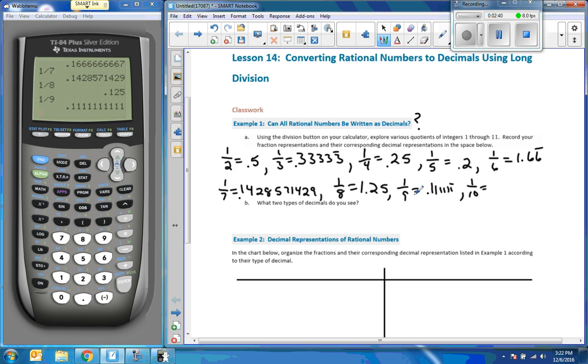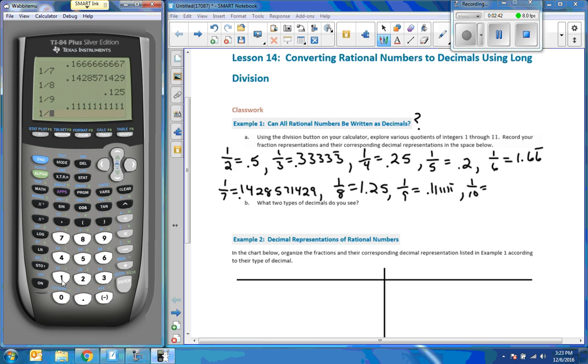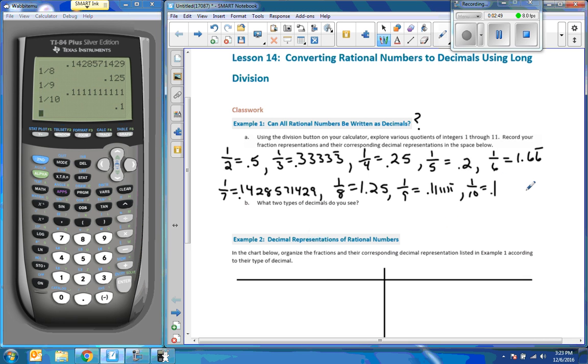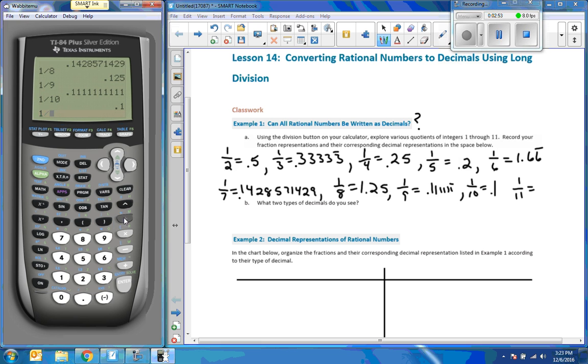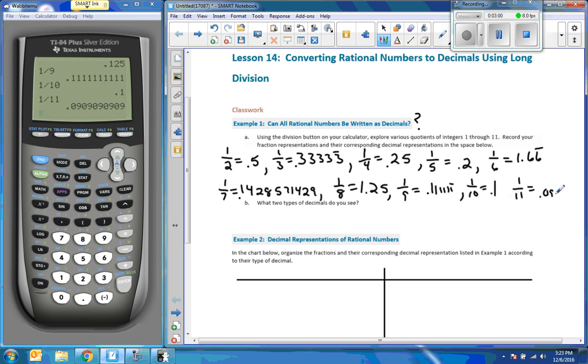1/10. 1 divided by 10. Well, I just said the answer, 1/10. And 1 over 11. 1 divided by 11 is 0.090909. That's interesting. Okay, so there's our representation of 1 divided by 2 all the way up through and including 1 divided by 11.